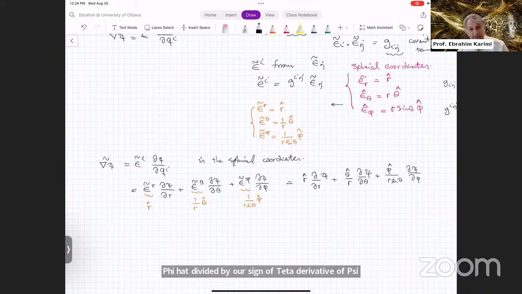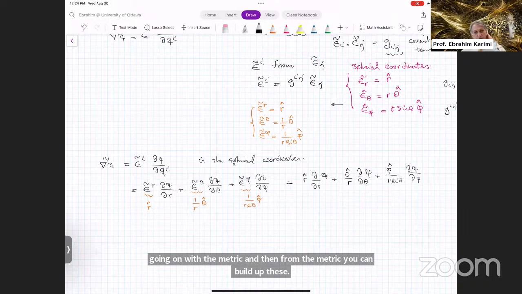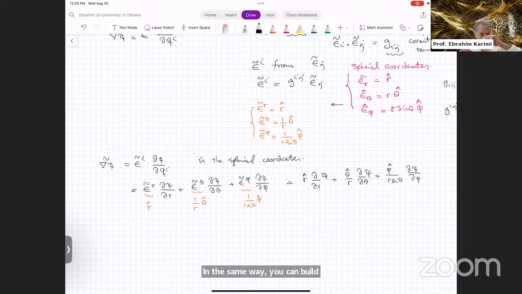So what you need is only to find out what's going on with the metric, and then from the metric, you can build up this. In the same way, you can build up the gradient in a cylindrical coordinate. Is that clear, or should I derive that for the cylindrical coordinate too?